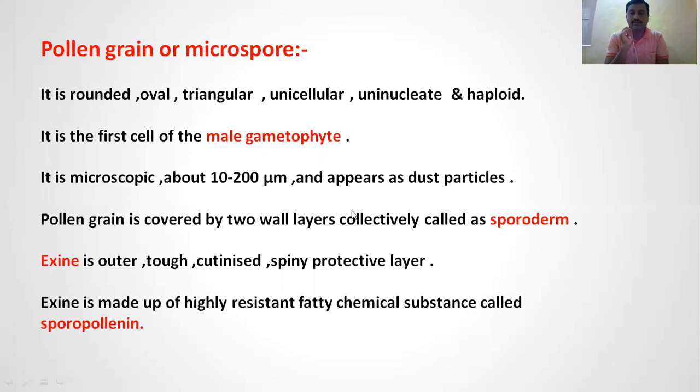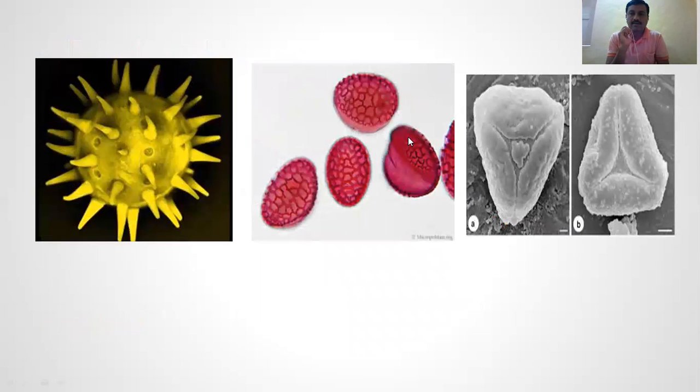The pollen grain is rounded, oval or triangular in shape, like this. There are three types of shape in pollen grains: rounded, oval and triangular.